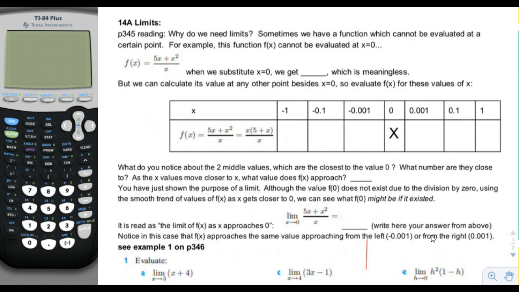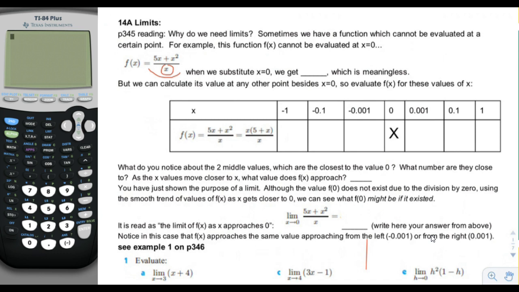Sometimes we have a function which cannot be evaluated at a certain point. For example, this function here. As we learned before with asymptotes, when you have a 0 in the denominator, like here if x equals 0, then that would be 0 in the denominator. That would be a problem. There would not be a number as an output for that, and you would get an asymptote, right?